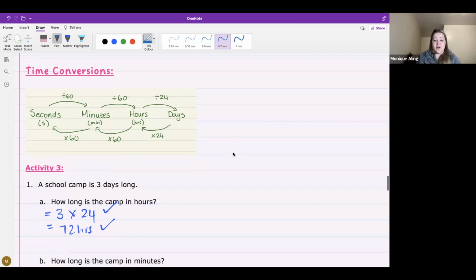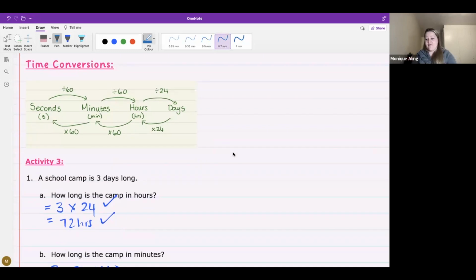Okay, so weeks is not involved in this diagram, but weeks would obviously come after days. And there are 7 days in a week. So we are either dividing or multiplying by 7.